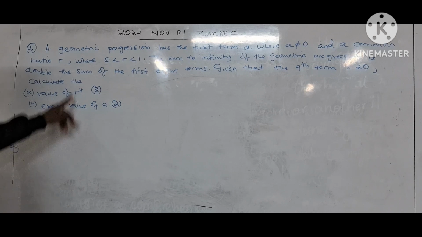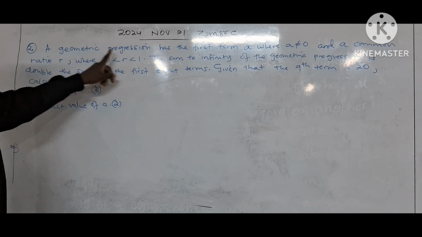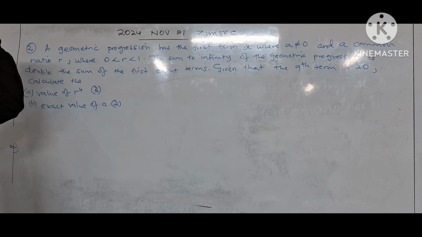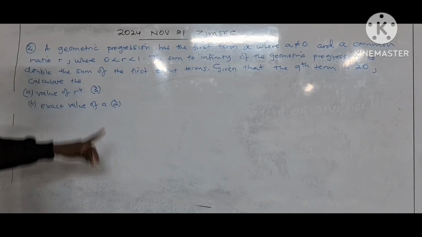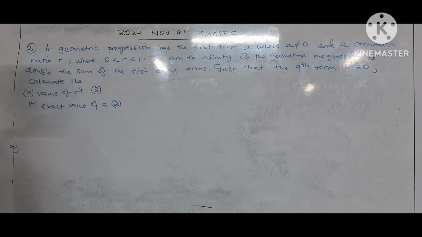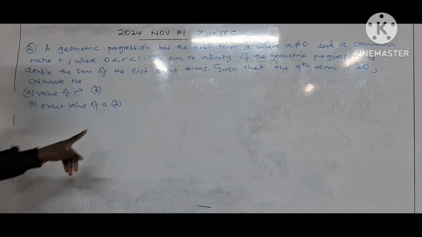So we have what we call geometric progression, and we have what we call arithmetic progression. Arithmetic progression is characterized by what? By common difference, right? And here in the geometric progression, we have what we call the common ratio. This is very important.